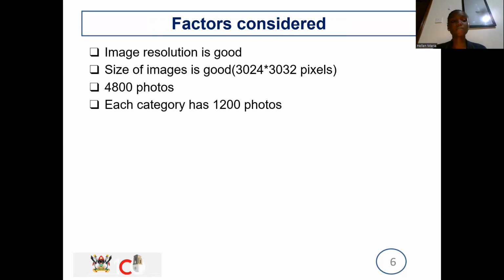And we also have this data set comprised of 4,800 photos. These photos are good enough for the model to learn and be able to identify the different categories, and in each category there are 1,200 photos. This is quite enough for the model to learn and differentiate between the different coffee beans.